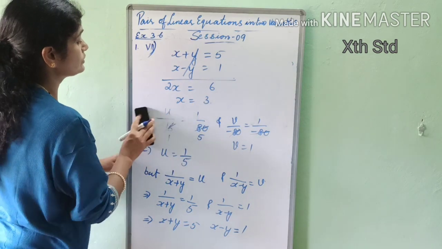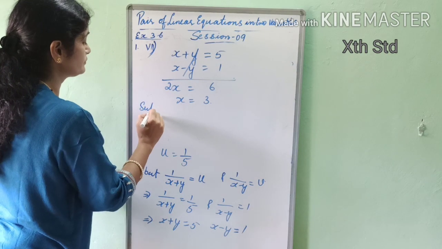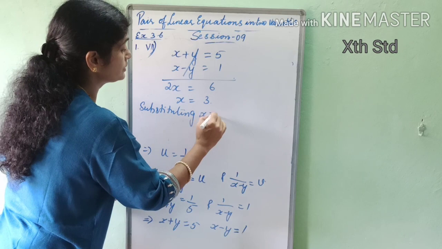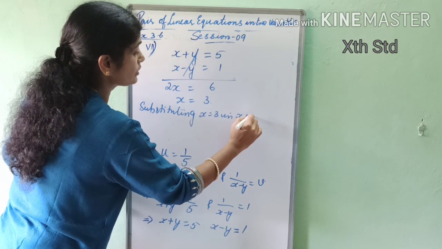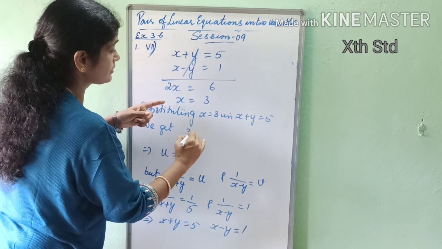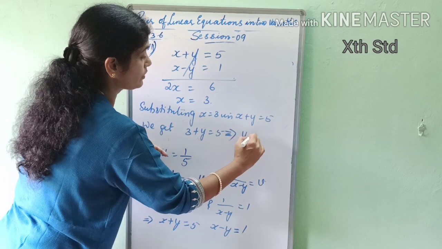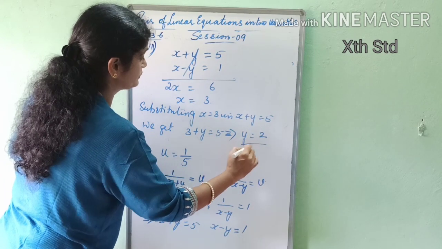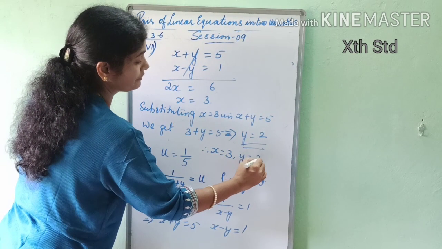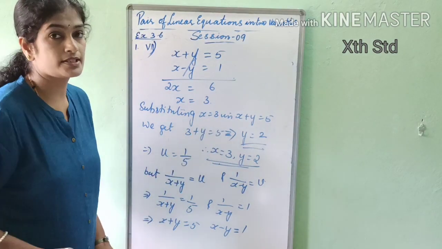Once x is equal to 3, substituting x equal to 3 in x plus y equal to 5, we get what? 3 plus y equal to 5, which implies y is equal to 2, right? Therefore x equal to 3 and y equal to 2 is the solution for this problem.